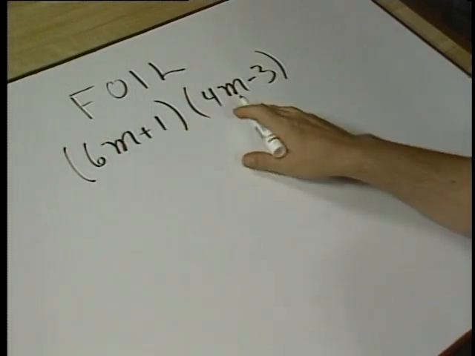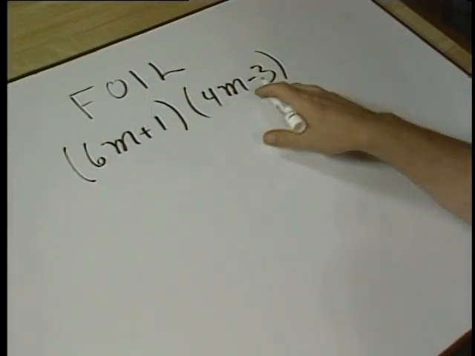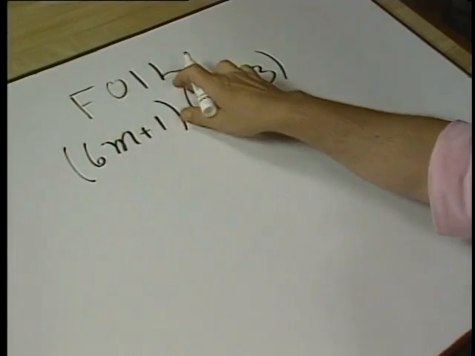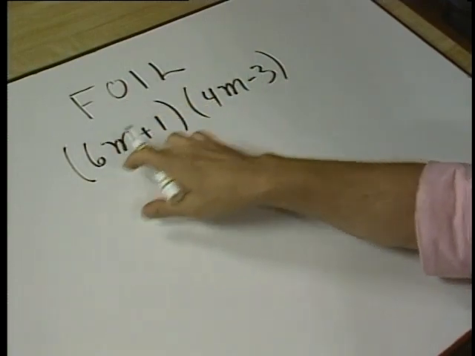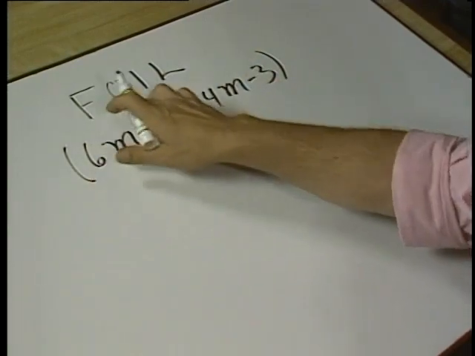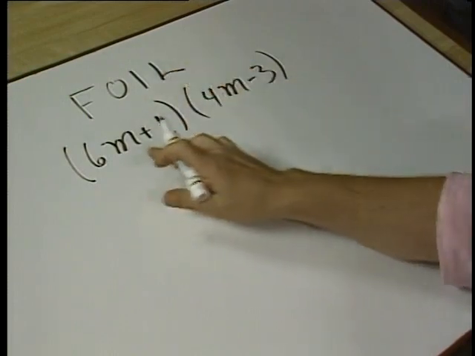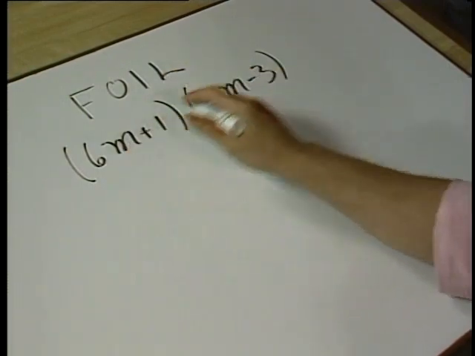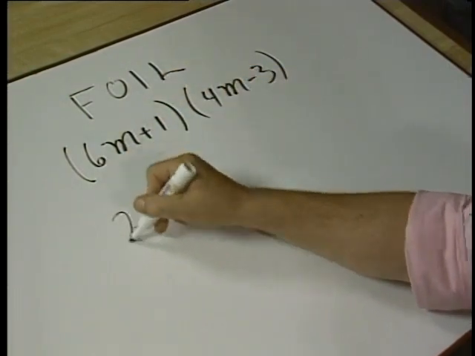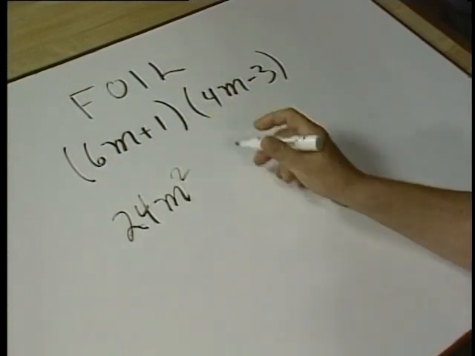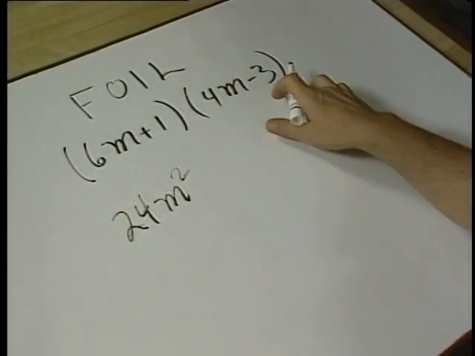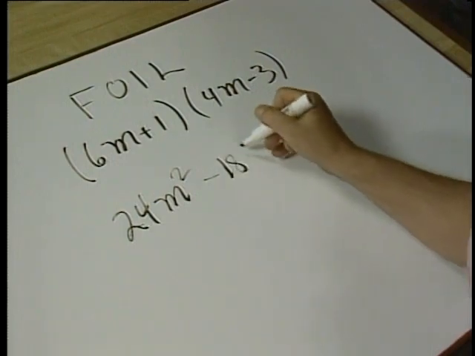It works like this. Let's multiply the two binomials 6m plus 1 and 4m minus 3. Now, FOIL is shorthand for the order in which we multiply the terms. So we have first, outside, inside, last. We multiply the first two terms, 6m and 4m, which gives us 24m squared. Then we multiply the outside, 6m and negative 3, which is going to be a minus 18m.